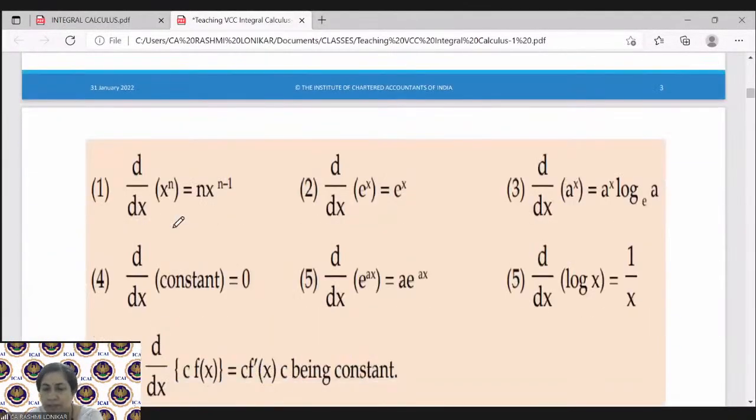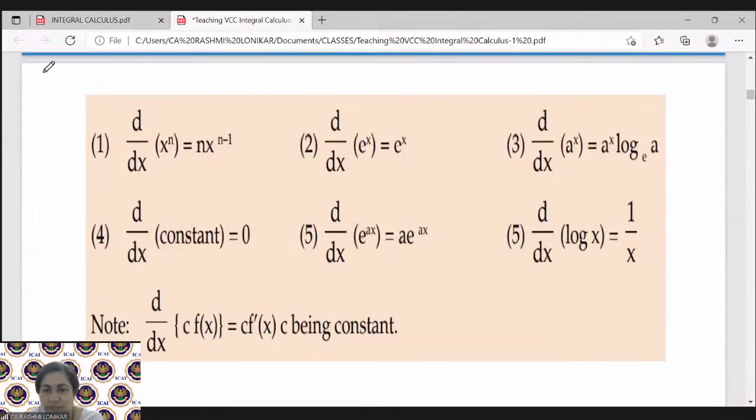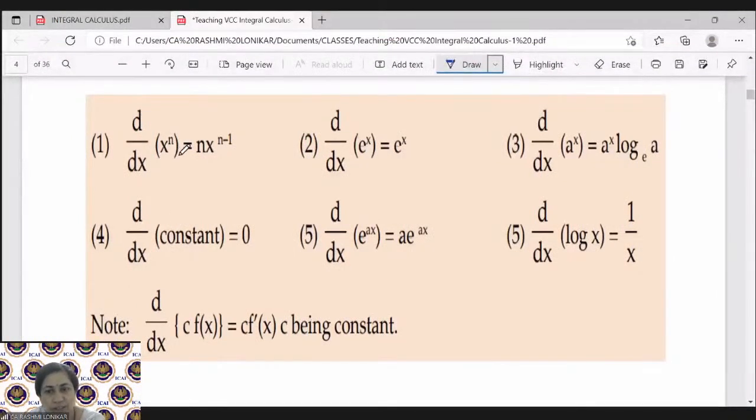Do you remember this formula for differentiation? I'm just revising it. d by dx of x raised to n is n x raised to n minus 1. So n is the power, and when I differentiate, it becomes x raised to n minus 1, so the power is decreasing. e raised to x remains as it is. a raised to x is a raised to x into log a. And we know the derivative of a constant is 0.